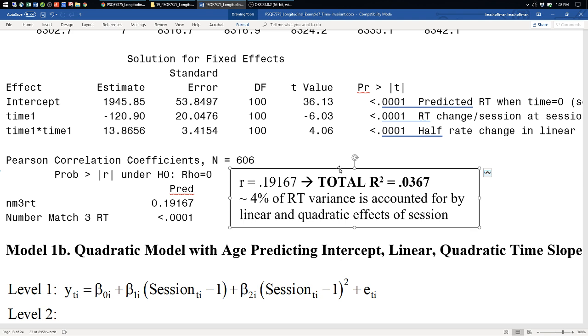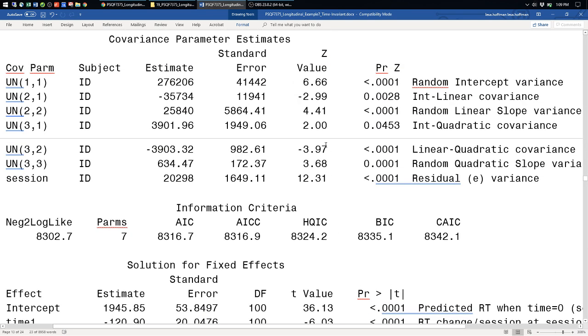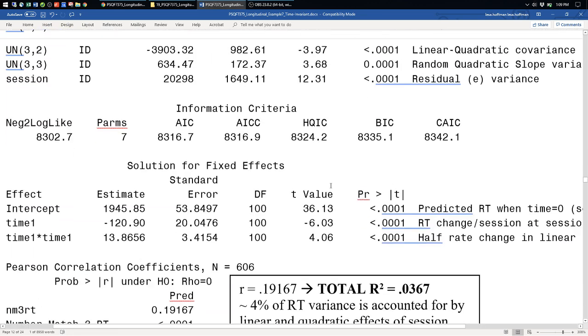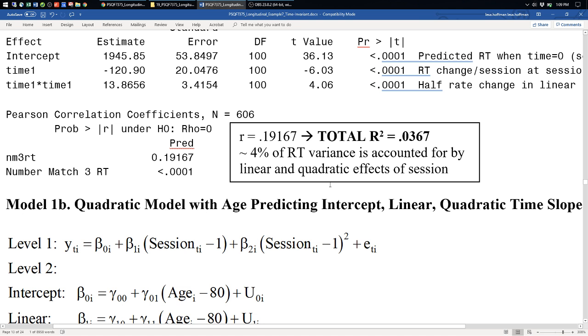That's it. So we're asking the program, and all programs will do this, by the way, if you know how to ask for it. We're asking it to save a column of predicted outcomes from the model, fixed effects only, into a new data set. So it takes your current data set and adds these columns to it. That new column is called pred. Then I'm asking for a regular Pearson correlation between that predicted column and the outcome. That's R. You then square R, and that's R squared.